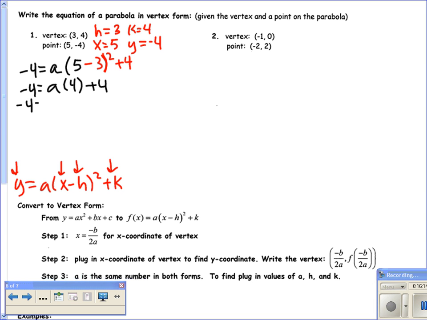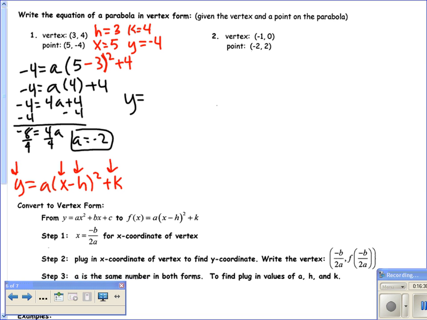So then if I rewrite that, negative 4 is equal to 4a plus 4. Solve the equation, subtract 4 to the other side. I get negative 8 is equal to 4a divided by 4. And a is equal to negative 2. So now that I have my a value, I have my vertex, I can actually write the equation. So the equation for this would be y equals negative 2 times x minus my h, which is 3, squared, don't forget that squared right there, plus k. And my k value is 4. So this would be my vertex form for my equation.